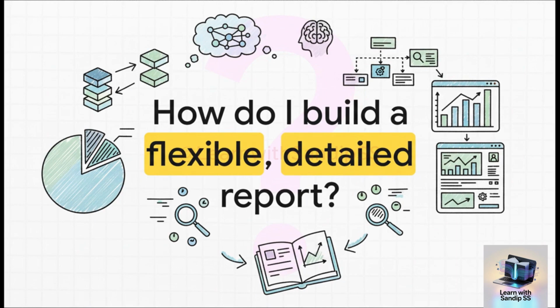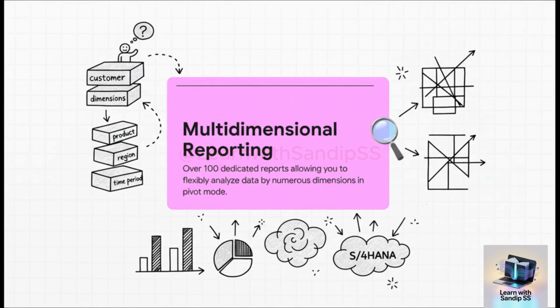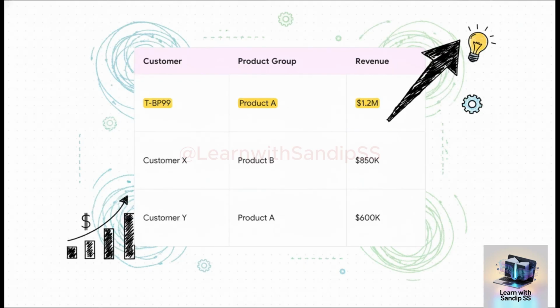But what if you need to ask a more complicated question? What if the standard views just aren't cutting it, and you need to build your own custom, really detailed report? Aha! This is where multidimensional reporting comes into play. S4HANA gives you over 100 dedicated reports that are just incredibly flexible. The real power here is that you can drag and drop different dimensions, things like customer, product, region, time period, and build the exact view you need right on the fly. And look at this. It shows you exactly what you can get. In just a few clicks, you could whip up a contribution margin report just like this one. It immediately shines a spotlight on customer TBP99 as your top performer. Now that is actionable intelligence you can really work with.